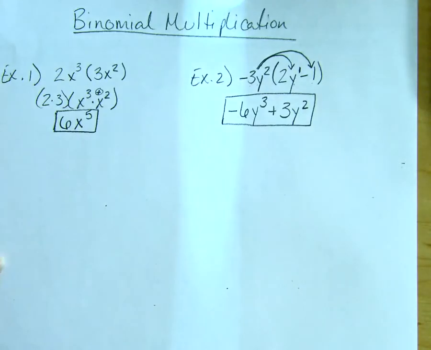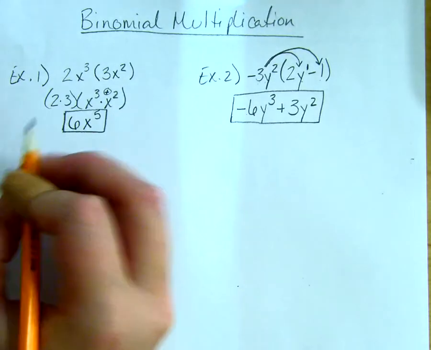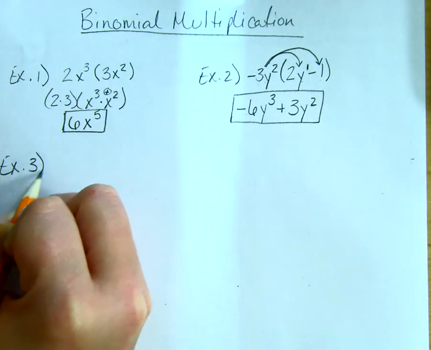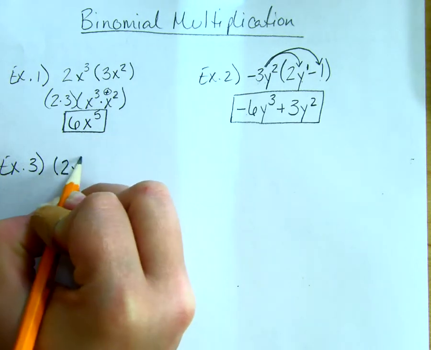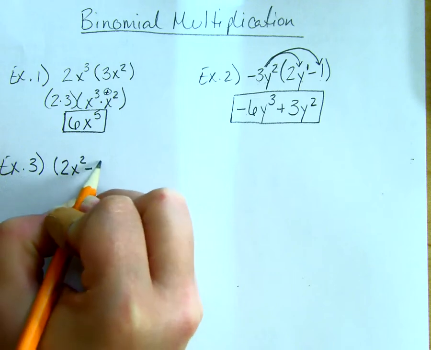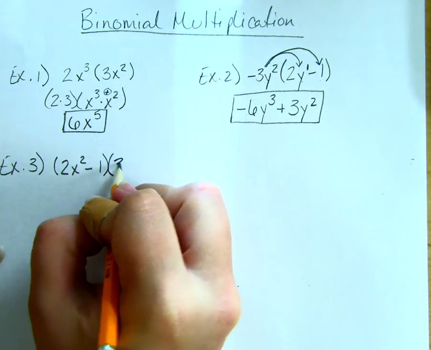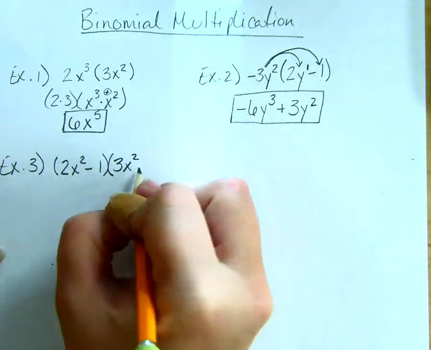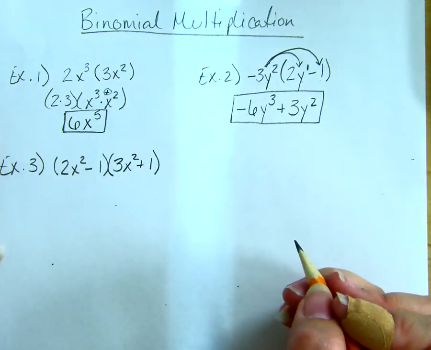But today, the important thing that we're going to do is binomial multiplication. What that means is I'm going to have a binomial times a binomial. For instance, 2x squared minus 1 times 3x squared plus 1. That's a good example.